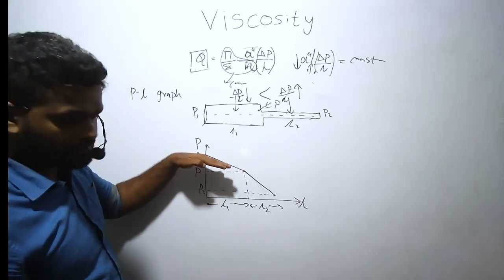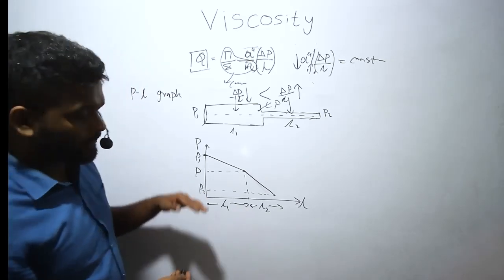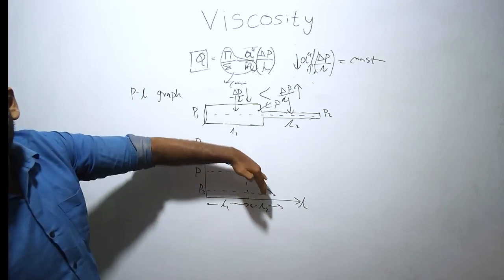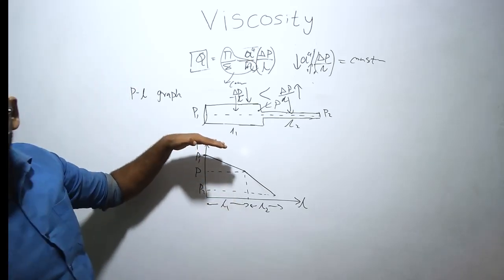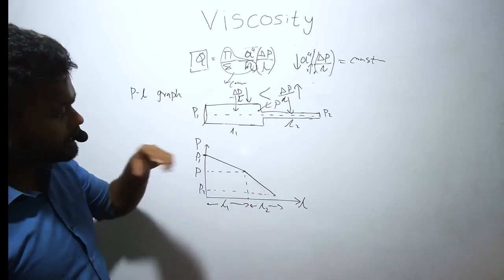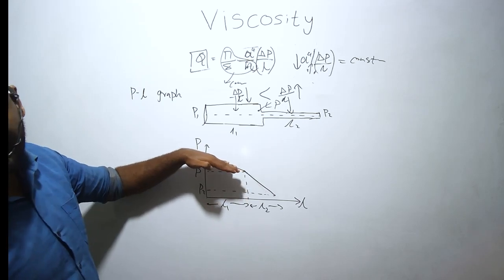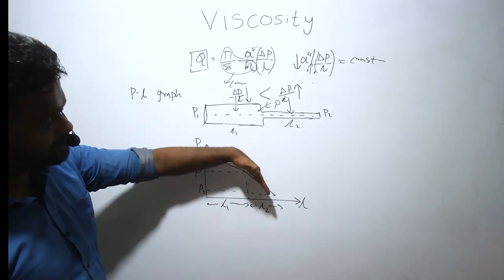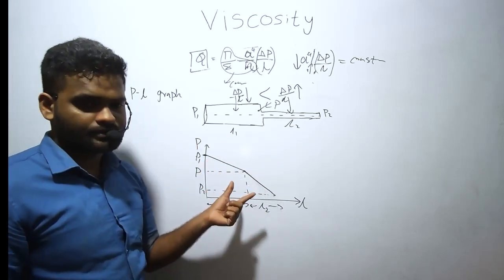So here, this length shows the first tube. Here the pressure gradient should be less. Then the pressure gradient should be larger. Got it? Here this should be less. Here the pressure gradient should be larger. Then what happens? Less gradient, larger gradient. Less gradient, larger gradient here. Understood?